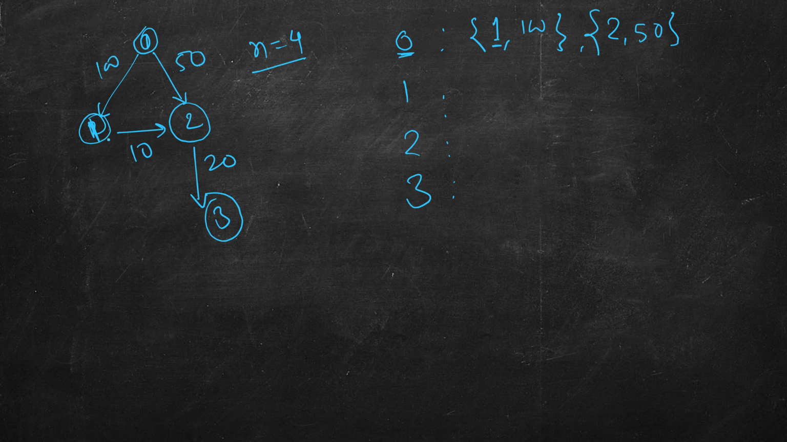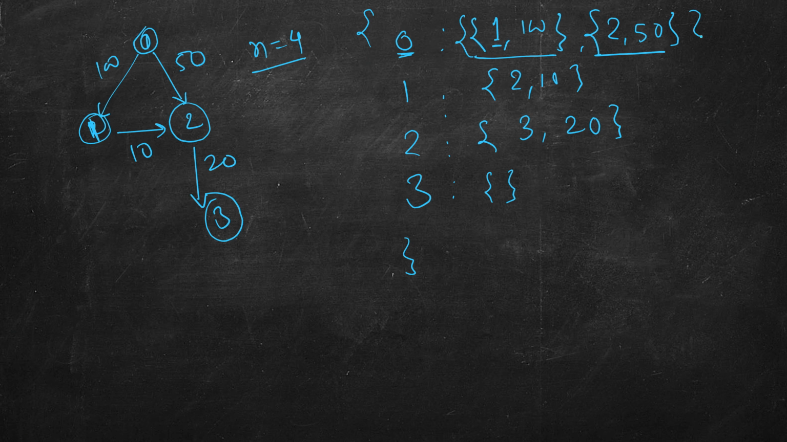Then what are the neighbors of 1? Only one edge is outgoing, which is towards 2. So we have 2 and length is 10. From 2 there is only one edge, so it's 3 and 20. And from 3 there is no outgoing edge, so this will remain empty. So this is a vector of vectors. So this is a vector here.